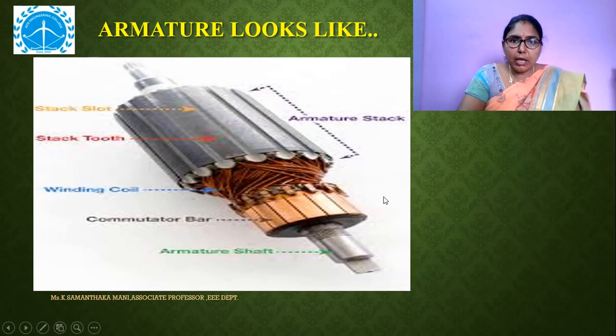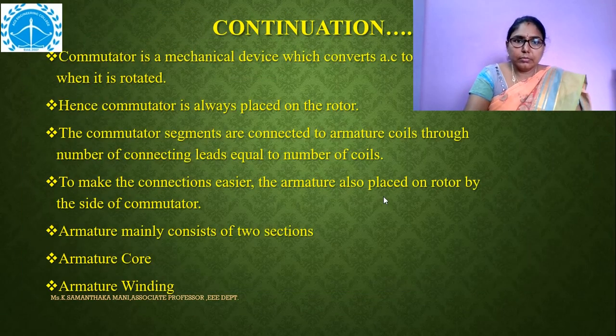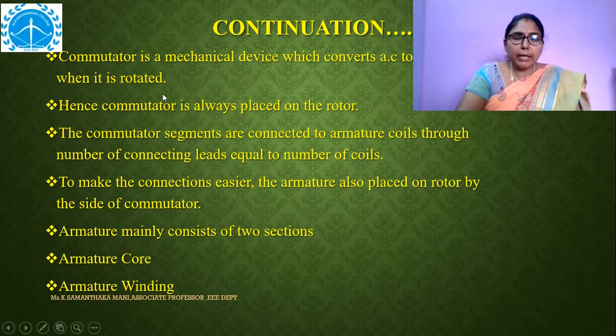This is another view of the armature. Next, the commutator is a mechanical device which converts AC to DC when it is rotated. A commutator is always placed on the rotor, right? And commutator segments are connected to the armature coil. This point is very important: commutator segments are connected to the armature coils through a number of connecting leads equal to the number of coils.